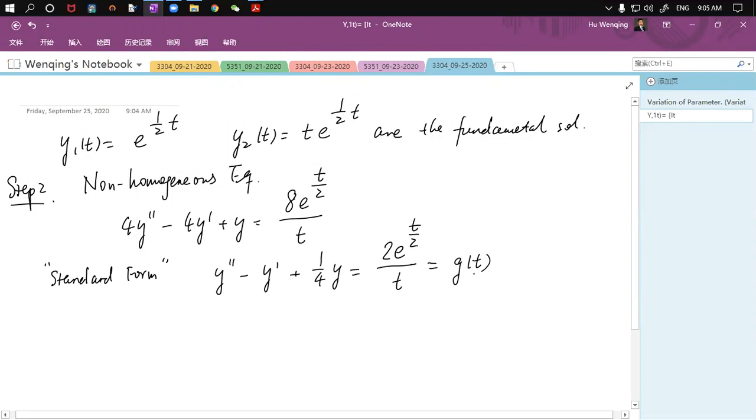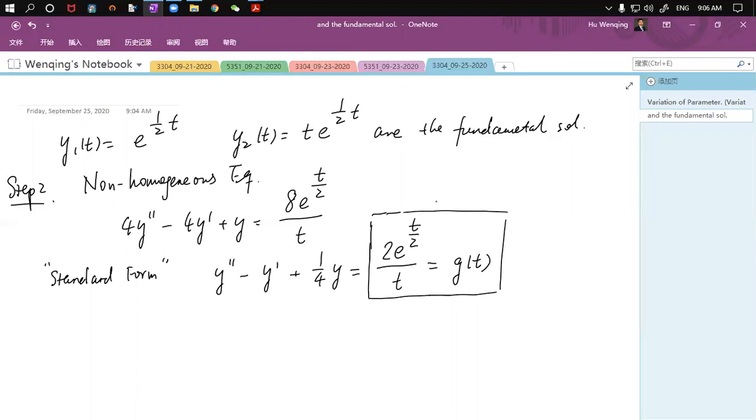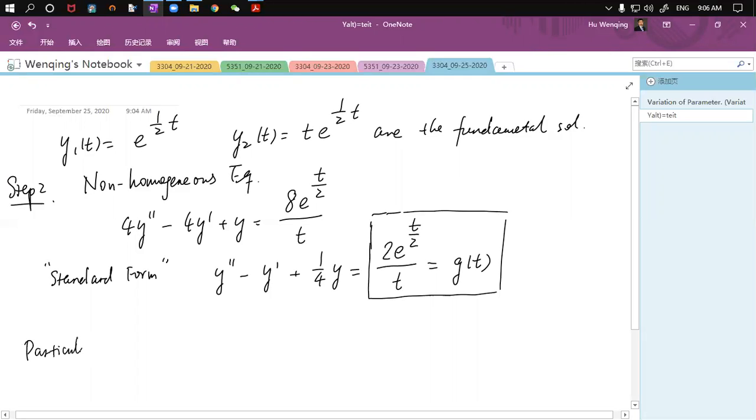So you have to work with this form of g of t instead of the other 8 times e power t over 2. So you must work with this form of g of t. Now, once you have this form of g of t, you can start to apply the variation of parameters formula. So that means the particular solution, right?